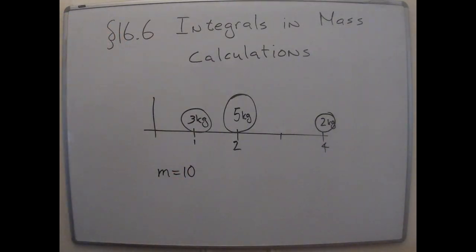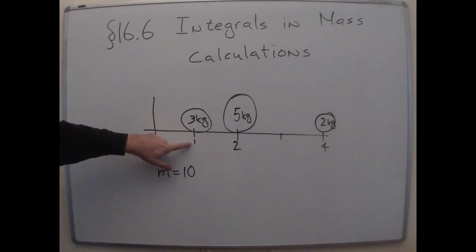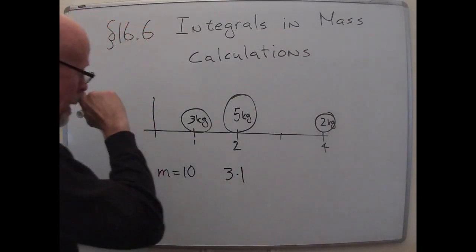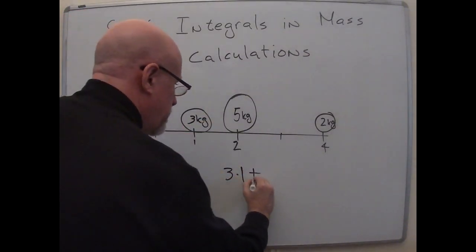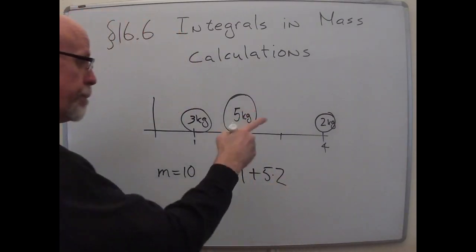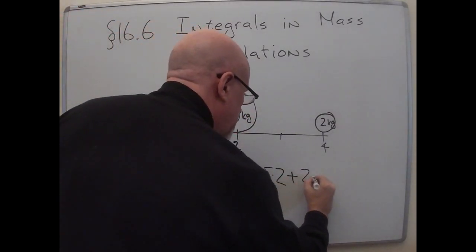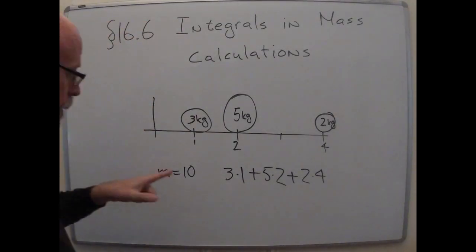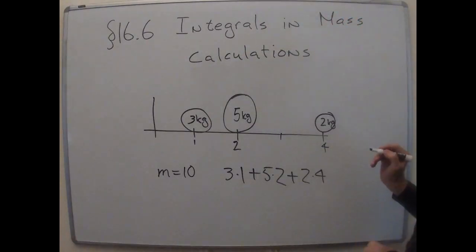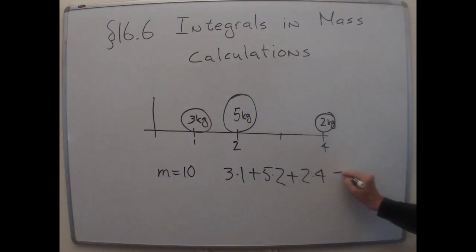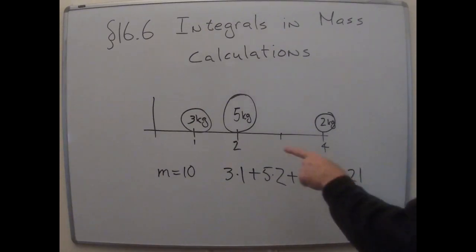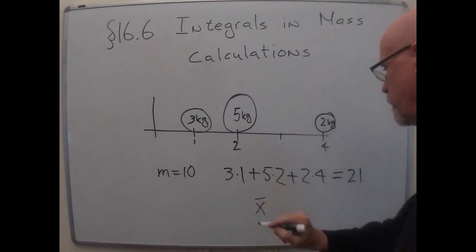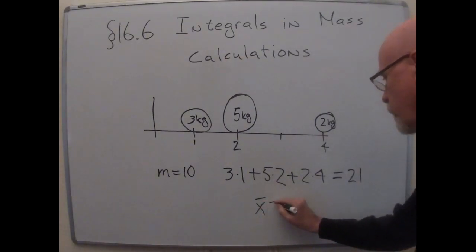Let's add up our moments. This 3 kilogram, 1 meter away from 0, gives us 3 times 1. All right, fine. 5 times 2. And finally, 2 times 4. So the total moment is 3 plus 10 plus 8. 21. The total mass was 10, so the position of the center of gravity, x bar, is 21 over 10.